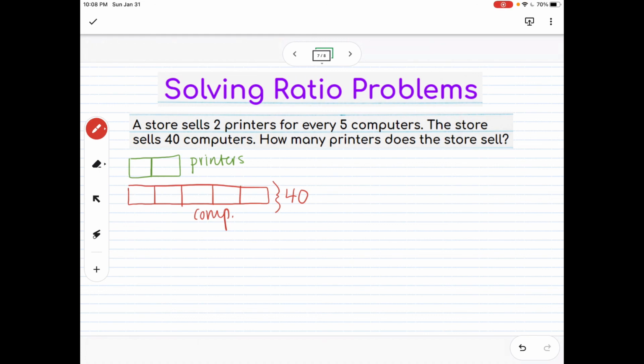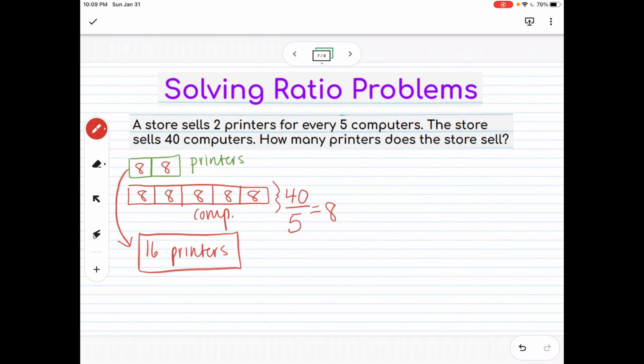So in this case, we're only going to count up the computers box because that is what this problem is talking about. So there's 1, 2, 3, 4, 5. So in order to determine what each box is worth, we're just going to divide by 5. 40 divided by 5 is going to give me 8. That means I know each of these boxes is equal to 8. And remember, if that's true, that means this is also, because it's a ratio, which those all have to be equal. Therefore, I know how many printers the store sold, and the store sold 16 printers. So that would be our tape diagram.